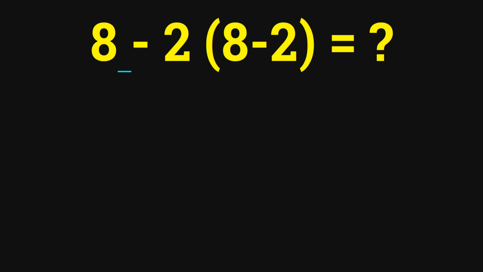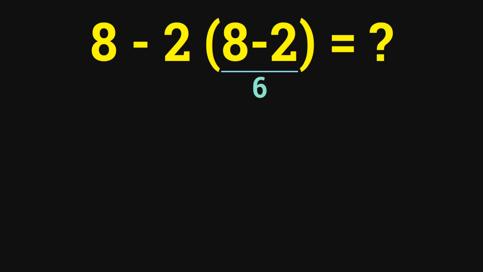In our problem we have this subtraction and this multiplication. Also we have these parentheses. By following the PEMDAS rules, first we must do this parentheses, after that we do this multiplication, and finally we do this subtraction. So first this parentheses, we have 8 minus 2, which equals 6.